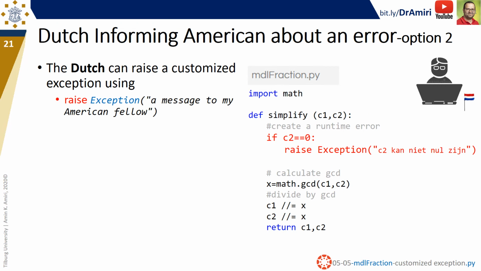As for the second option, as you can see here, if C2 is equal to 0, then we say raise exception, and in between the two parentheses, we provide the exception that we want the American to see. We are assuming that the American programmer knows Dutch, so here I mentioned C2 kann nicht null sein.